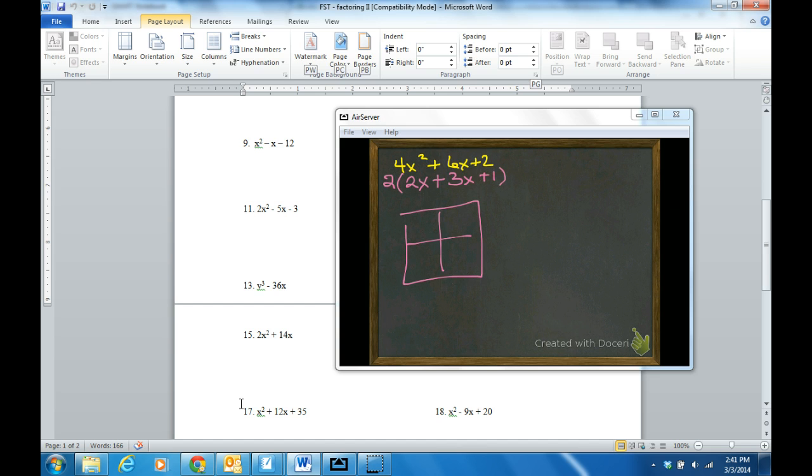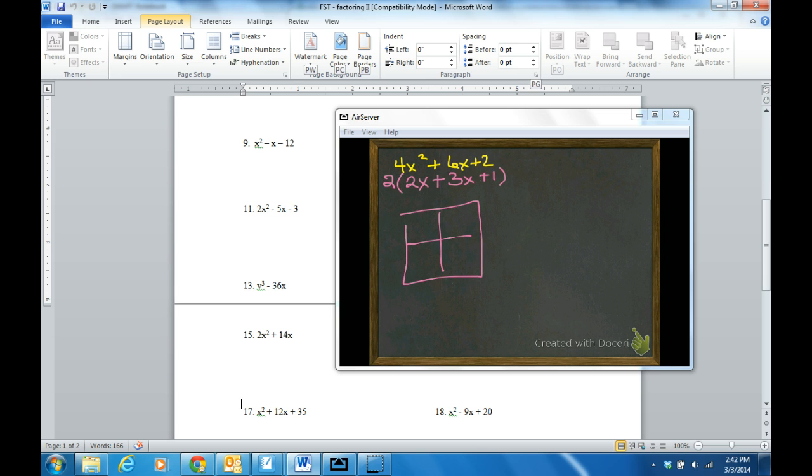Wait, why do you have to take out the 2? Because if you don't, when you put it in your box, it's a lot more difficult, and you have a better chance of making an error because you have more factors. Isn't it 2x plus 3x? Yep, just goes on the outside.